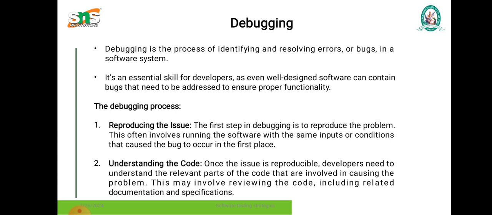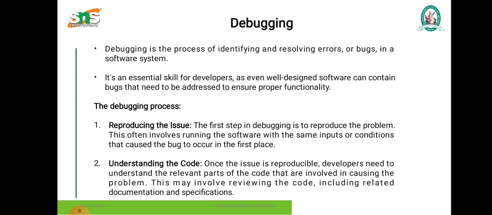So we have studied about testing. So now what is the difference between testing and debugging? In testing, it will show whether your project is right or not, whether you have defects or not. It will not correct your errors. Whereas in debugging, it will identify and also resolve your errors. So it is an essential skill for developers, as even well-designed software can contain bugs that need to be addressed to ensure proper functionality.